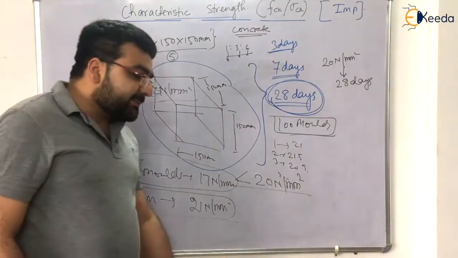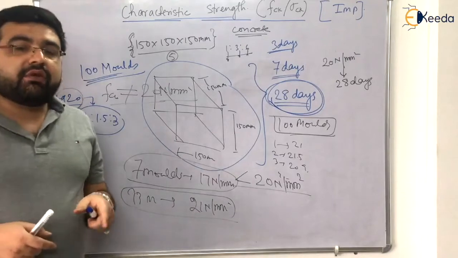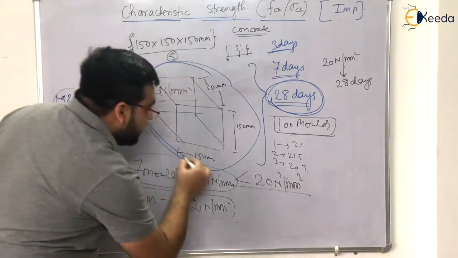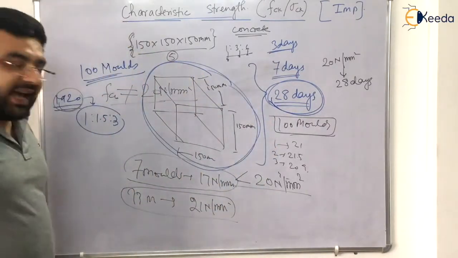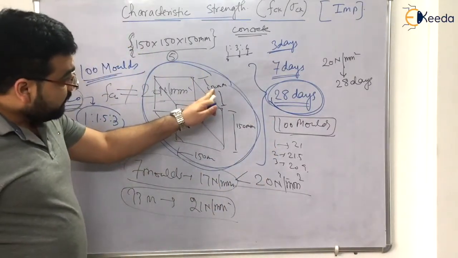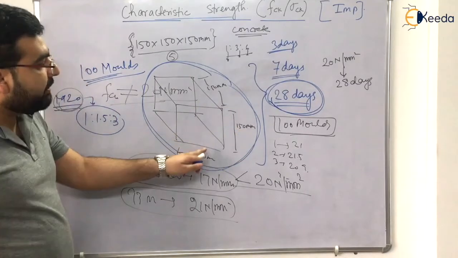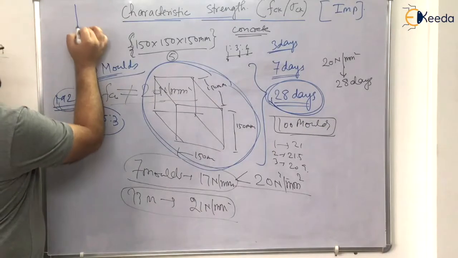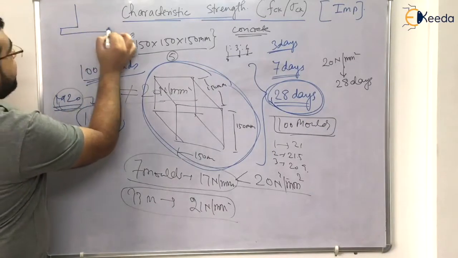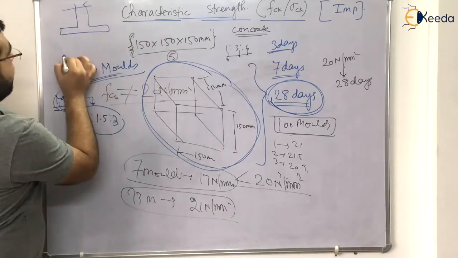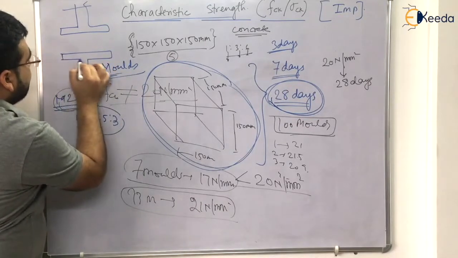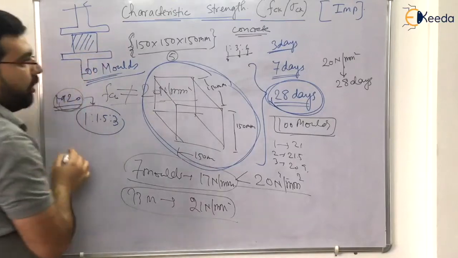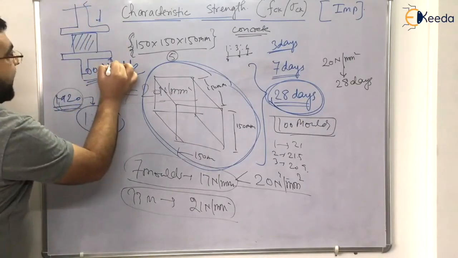Now the next thing is, in India, what are we doing? We are measuring the characteristic strength with the help of a cube. The size of the cubic mold is 150 mm into 150 mm into 150 mm. You place the cube in a universal testing machine. Let us say these are the jaws of the universal testing machine. This is the upper jaw, and this is the lower jaw, and you place your cubic sample here. You press it. You apply load gradually.